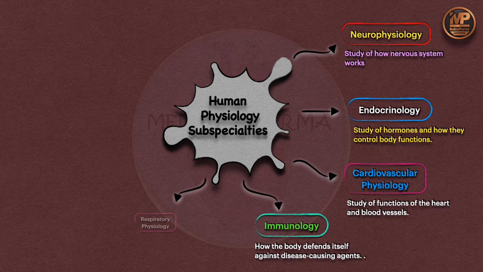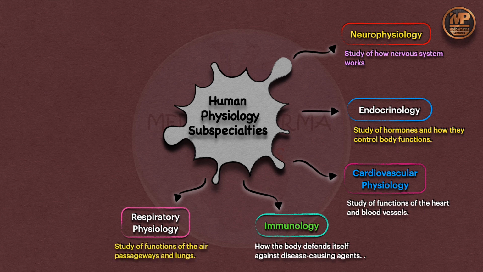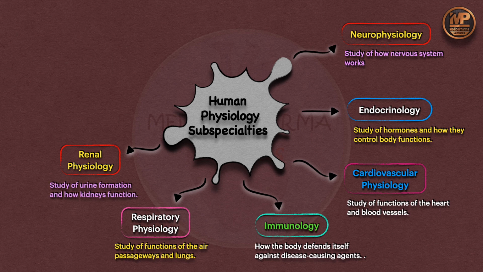Now coming to respiratory physiology, here we are going to study the functions of the air passageway and how gases are transferred, or how gaseous exchange takes place in the lungs and at the cellular level. Okay. The next one is renal physiology, where we will study urine formation and various other functions of the kidney.